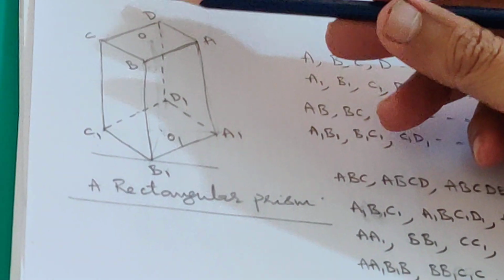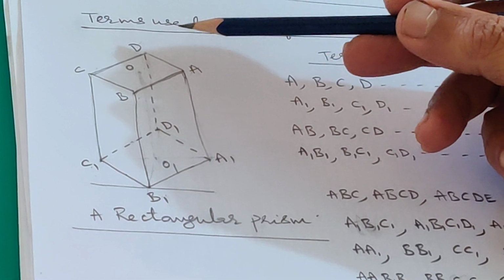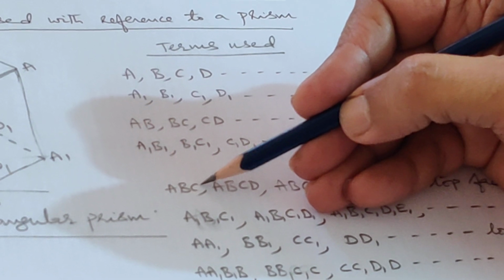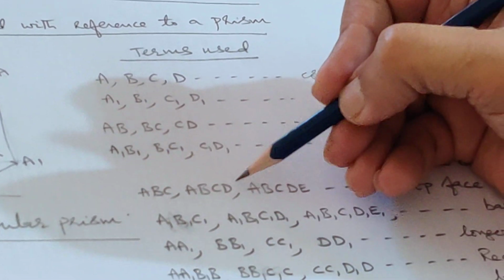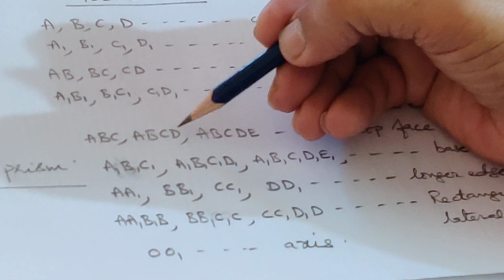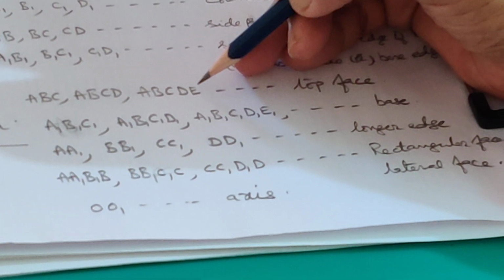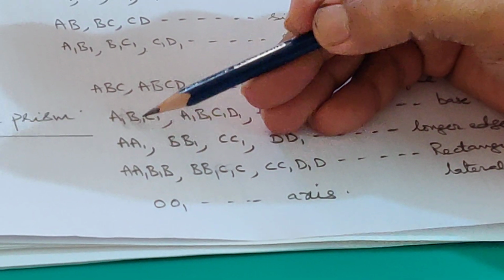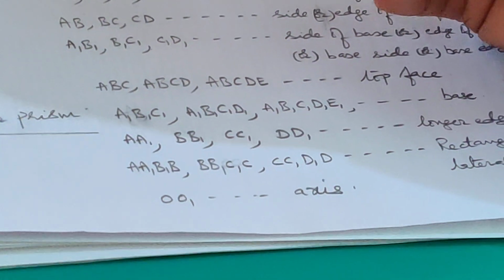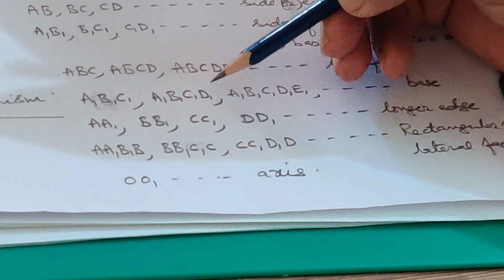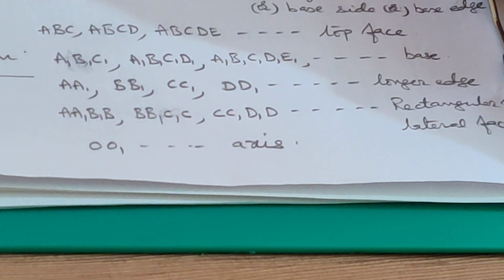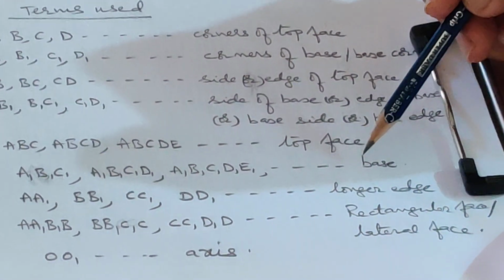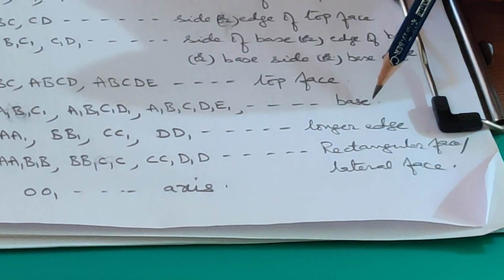Okay. So, the next term, ABC, ABCD, ABCDE. For example, you have ABCD here. That is the top face of a rectangular prism. So, when I say ABC, that should be the top face of a triangular prism. ABCD is the top face of a square prism or a rectangular prism. ABCDE is the top face of a pentagonal prism and so on. Similarly, if I put the suffix 1, A1, B1, C1 is the base of a triangular prism. A1, B1, C1, D1 is the base of a square prism or rectangular prism as you see here. So that represents the base itself, the base of the prism.